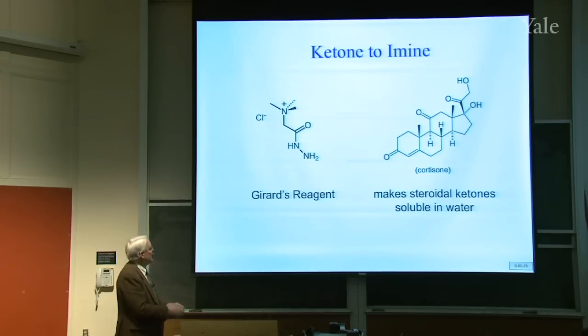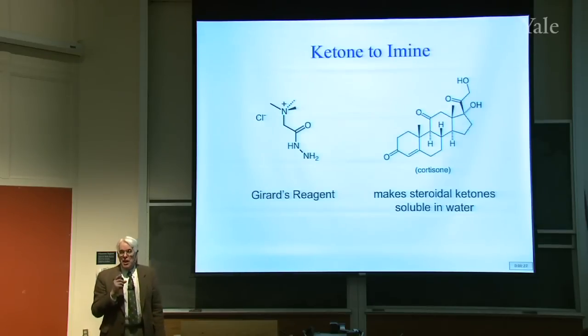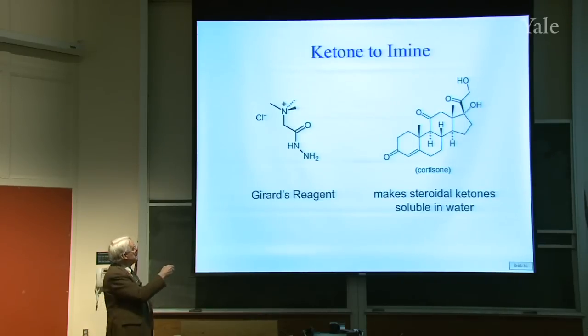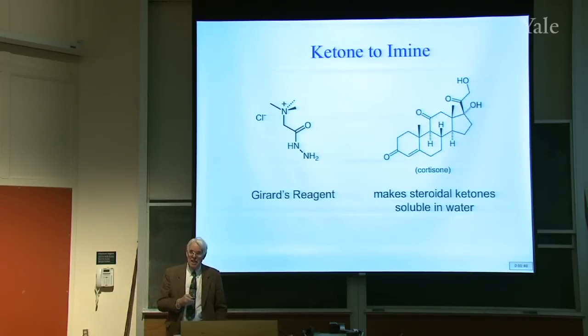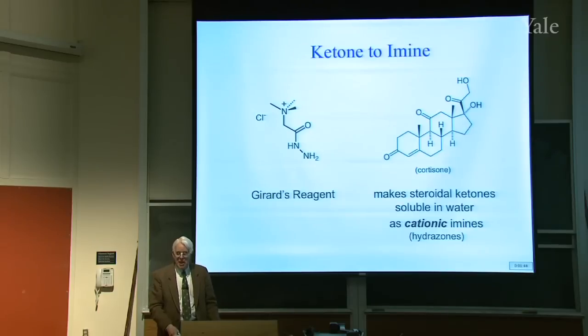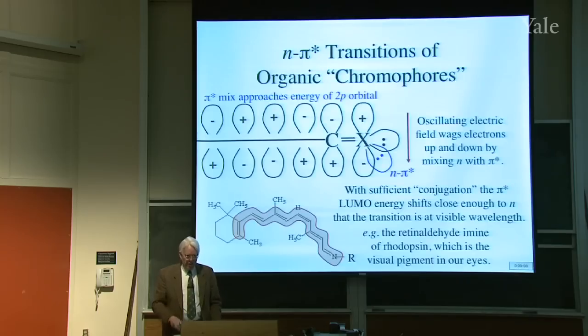This reagent has a charge that you can't get rid of, right? Because that nitrogen has 4 alkyl groups on it. So it can't lose a proton and get rid of its charge. So once this is hooked onto here, the molecule is permanently a cation, right? So then it dissolves in water. It's a cationic imine. A hydrazone, that is, the hydrazone is the thing that has a nitrogen-nitrogen double bond, right? That carbon. Okay, so there's another example of the importance of imine.